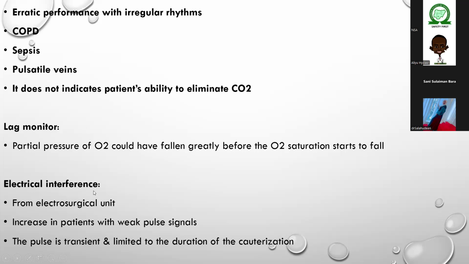It also has electrical interference from electrosurgical units, that is the diathermy, and this is increased in patients with a weak pulse signal. Especially when you are using monopolar, where the current goes through the patient, and the patient is hypovolemic and having a low signal, the signal of that diathermy might take over the little signal that the body gives. The pulse is transient and limited to the duration of the diathermy use. At other times the pulse oximeter will want to go back to its natural state. Then later they will use the diathermy again and there will be interference. So the interference keeps coming and going, and you keep changing from one finger to the other. Very good.